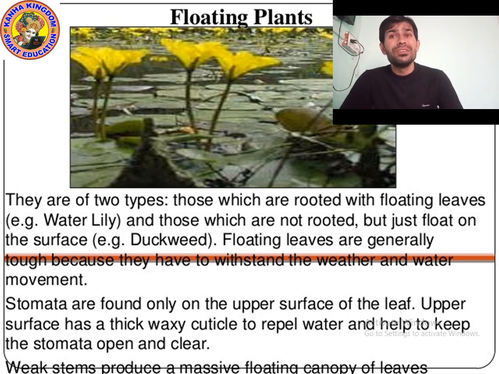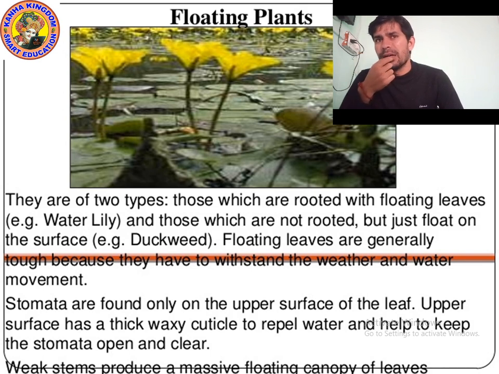Water lily is rooted with floating leaves, and plants which are not rooted just float on the surface. Duckweeds float on the surface. And floating leaves are generally tough. The leaves are really tough because they have to withstand the weather and water movement. They can easily sustain the weather or water movement, so that's why they easily survive.